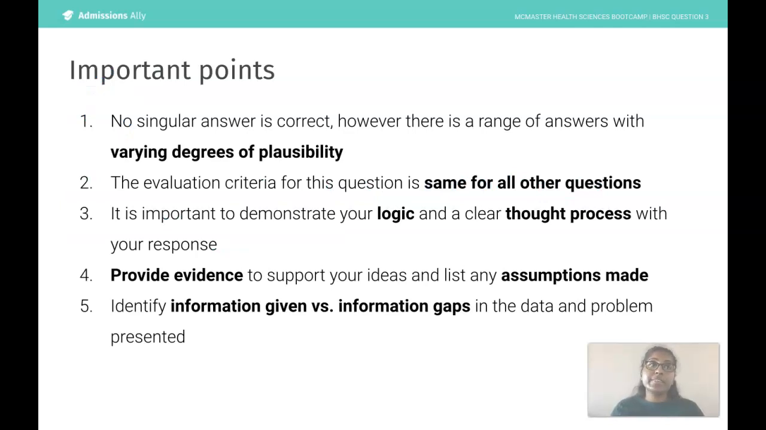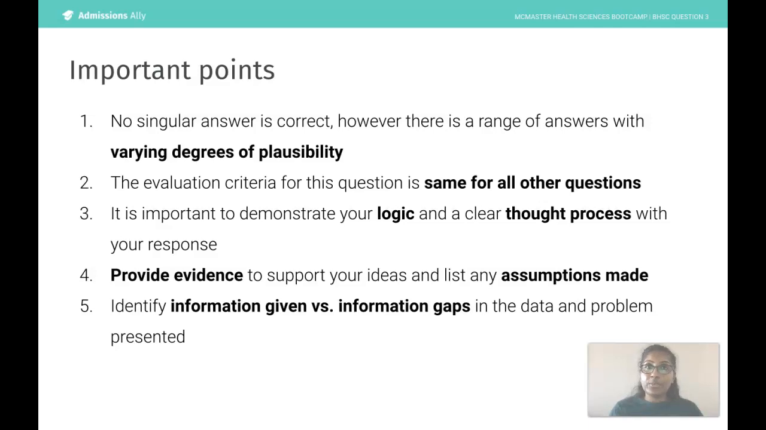Some key things before we dive in that we want you to think about is that there's no singular answer that's correct. However, there is a range of answers with varying degrees of plausibility and credibility that's correct depending on how you support your answer. You can be creative and out of the box. That's definitely not discouraged, but you want your responses to be validated and backed up.